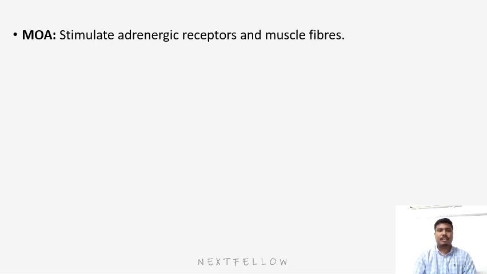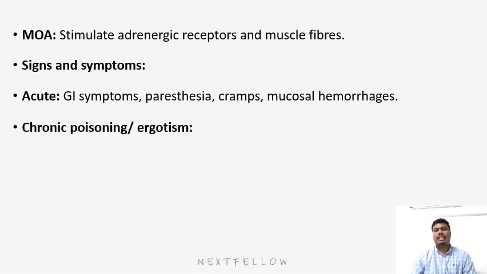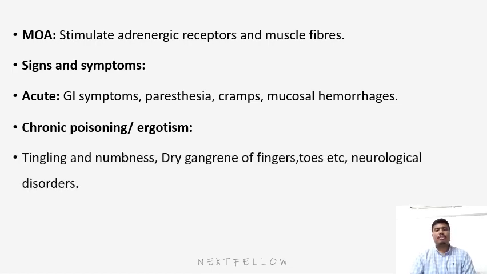and peripherally. The signs and symptoms in acute poisoning are GI symptoms like nausea, vomiting, diarrhea, followed by paresthesias, cramps and mucosal hemorrhages. Chronic poisoning, also called ergotism, is caused by eating ergot infected food for a long time. It causes firstly tingling and numbness in the limbs, and vasomotor disturbances leading to dry gangrene of fingers, toes, ears, nose, etc., and neurological disorders like hallucinations, ataxia.